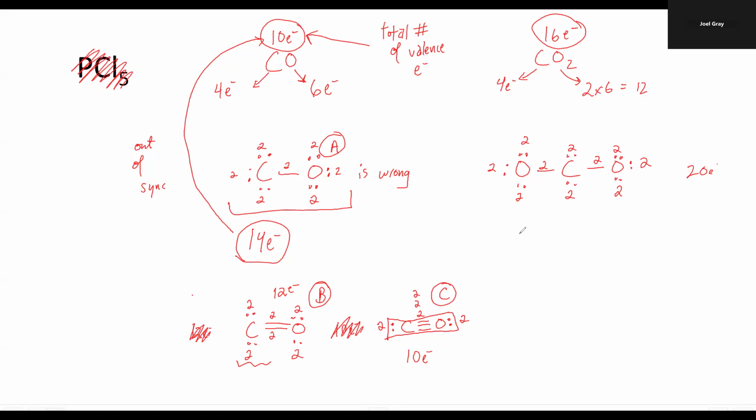Okay, so now what I need to do is get from 20 down to 16. And so I know that I probably need to throw a double bond in there. So I'll throw one double bond in. Then, boom, boom, boom, boom, boom, boom. Okay, so that oxygen has a complete octet. Carbon has a complete octet. It sees 8 electrons. 8 electrons.